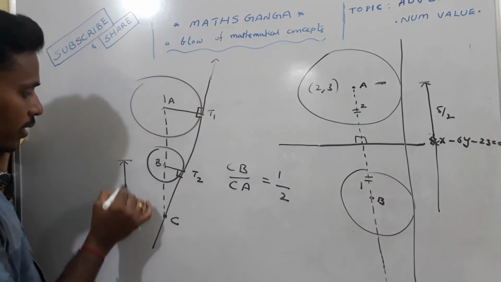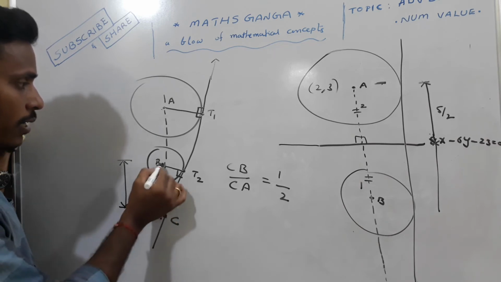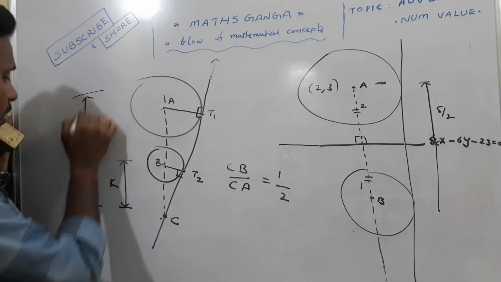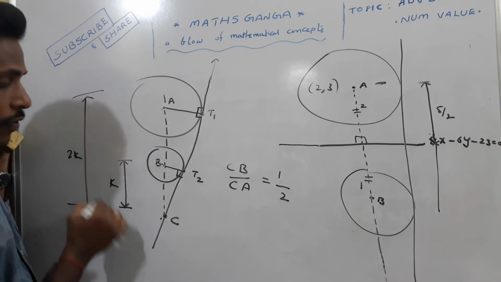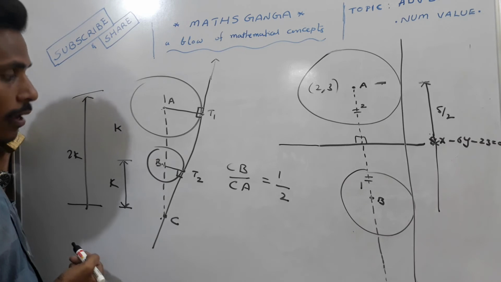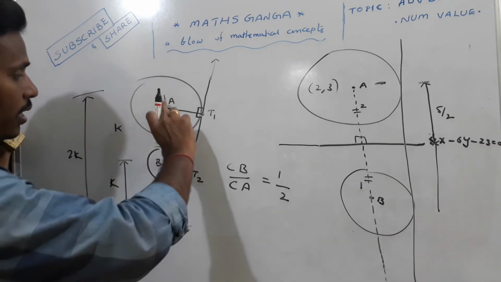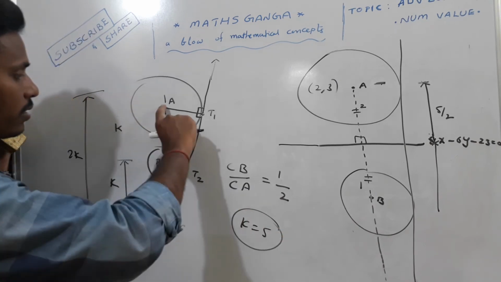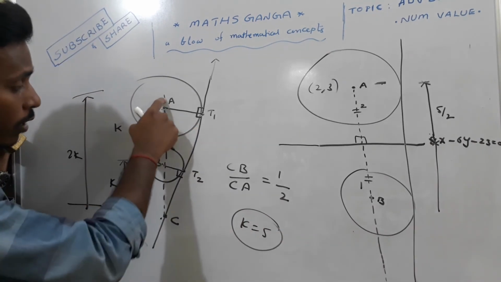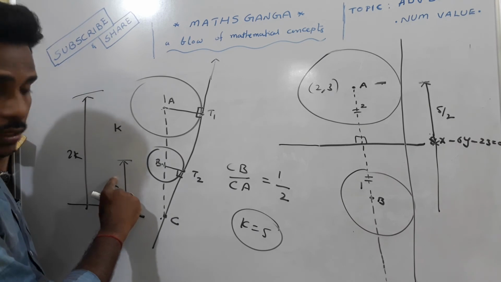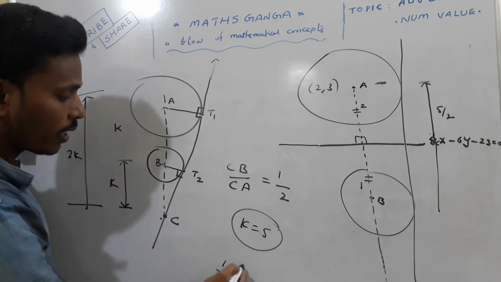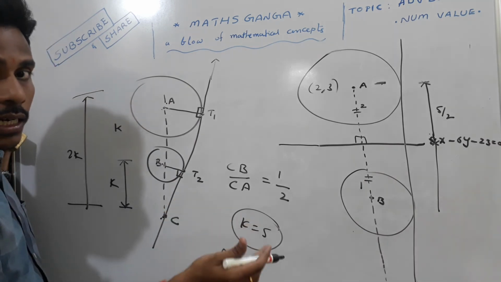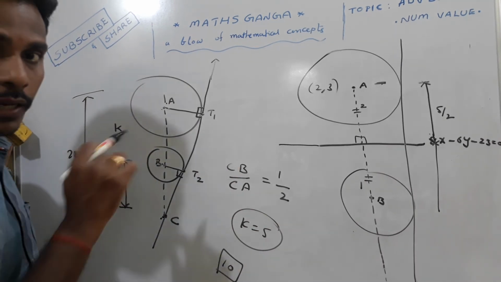So let the distance from C to B be some K, and from C to A be 2K. The difference between these two is again K. Since the difference is AB, the value of K is equal to 5. Since K is 5 and they ask us to calculate AC, which is nothing but K plus K, 5 plus 5, your answer is 10. So the length of the line segment AC is 10. That is the question asked in the given problem.